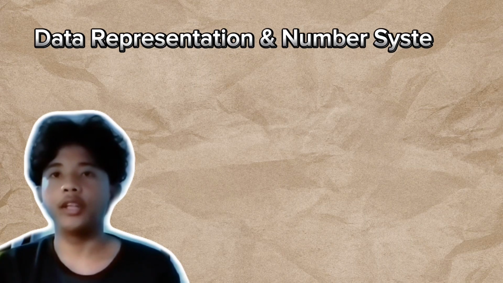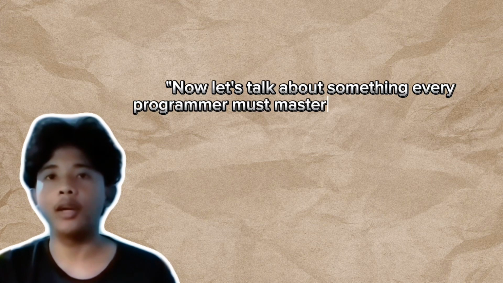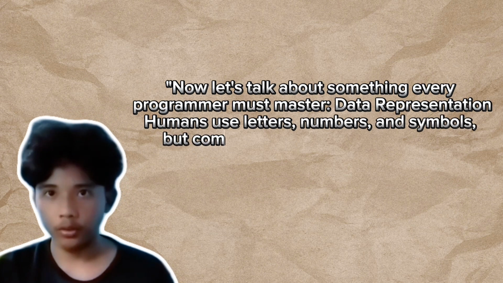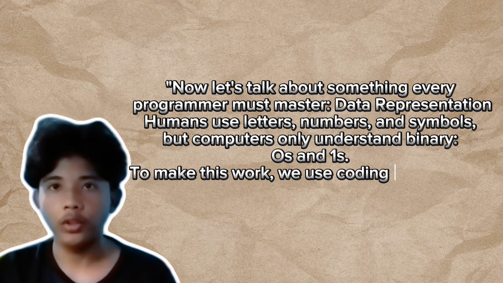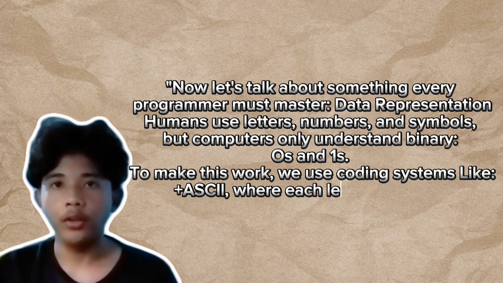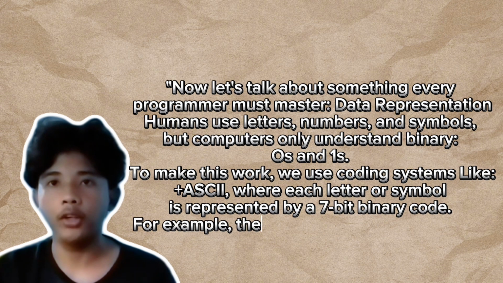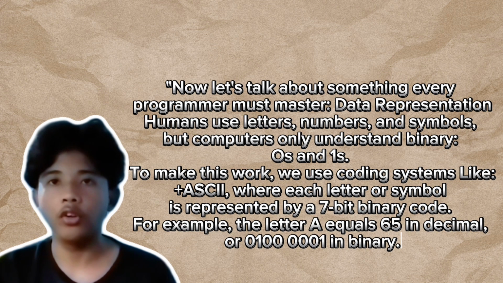Data representation and number systems. Now let's talk about something every programmer must master: data representation. Humans use letters, numbers, and symbols, but computers only understand binary, zeros and ones. To make this work, we use coding systems like ASCII, where each letter or symbol is represented by a 7-bit binary code. For example, the letter A equals 65 in decimal, or 01000001 in binary.